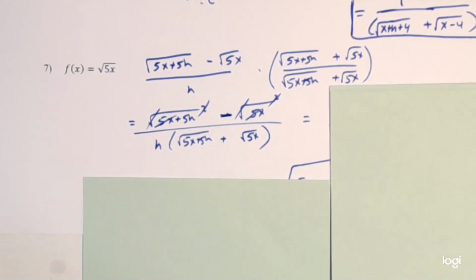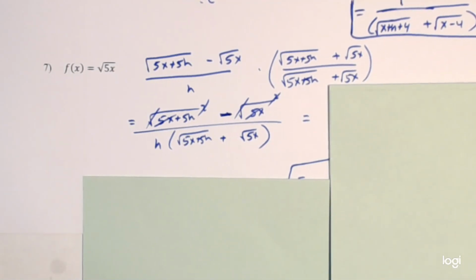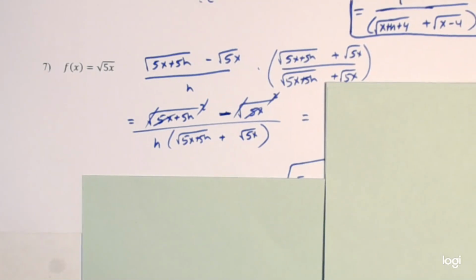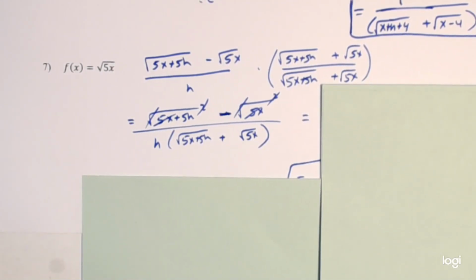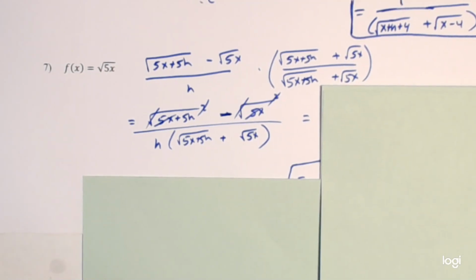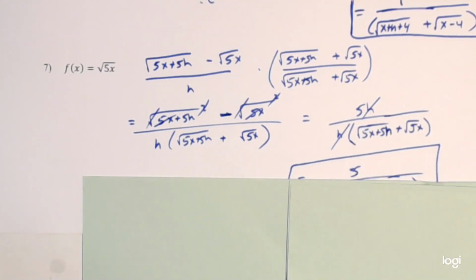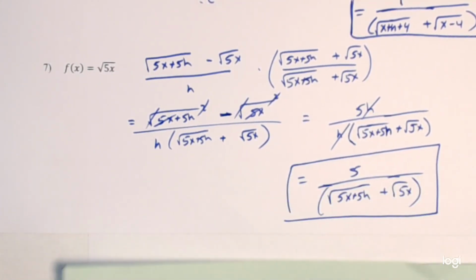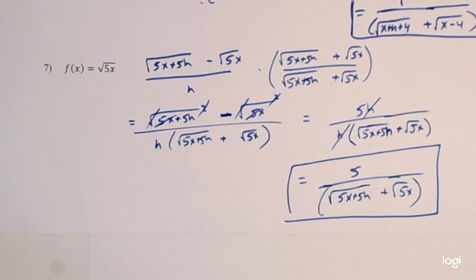You've got the square root of 5x plus 5h squared minus the square root of 5x squared. Squares and square roots cancel. 5x minus 5x cancels. Notice your denominator, you've got the h along with that conjugate factor. 5h left on top. h and h cancel. Difference quotient, you got 5 divided by your conjugate factor.